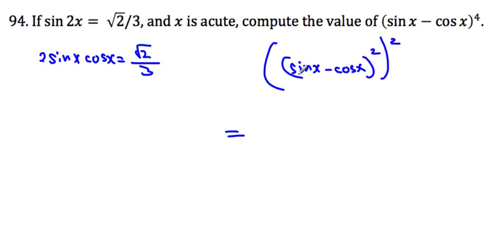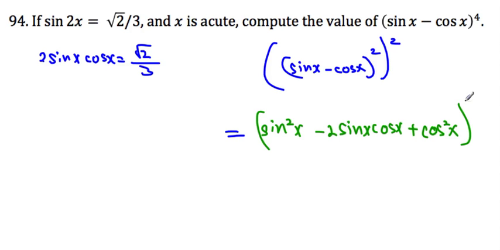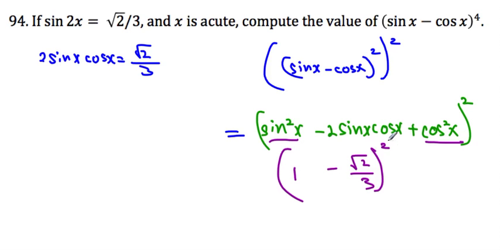In this case, the inner portion becomes sine square x minus 2 sine x cosine of x plus cosine square x. You can do this by FOILing if you want to, but you can memorize this since it's a perfect square. And the whole thing is raised to the 2nd power. Interestingly, what we end up getting is this: sine square x plus cosine square x combine to become 1, and 2 sine x cosine of x is radical 2 over 3, so we simply put 1 minus radical 2 over 3. And we want to raise this to the 2nd power. That's basically what we're trying to do.